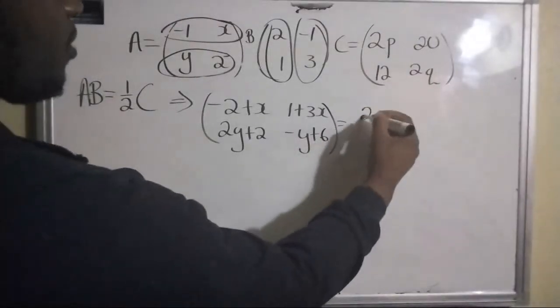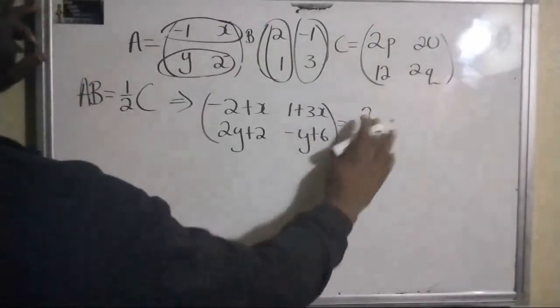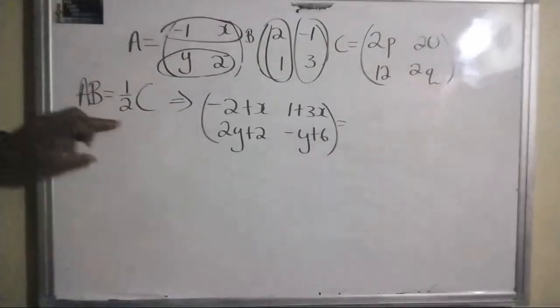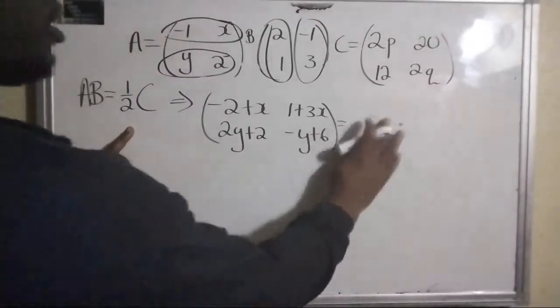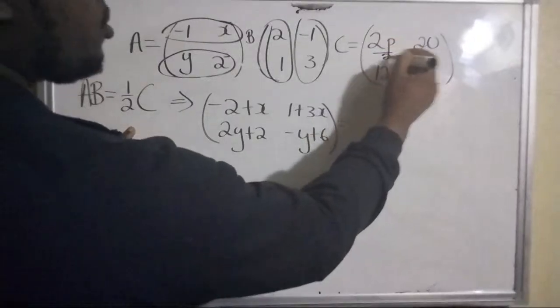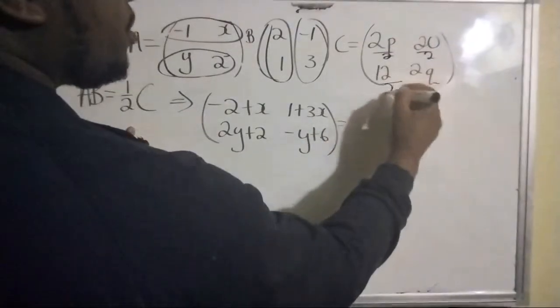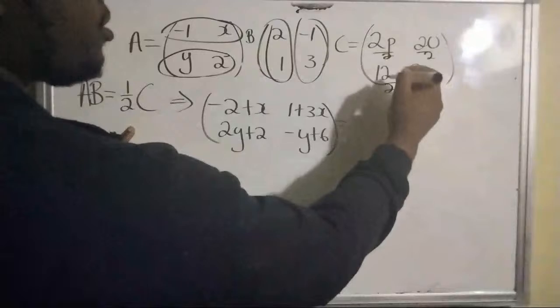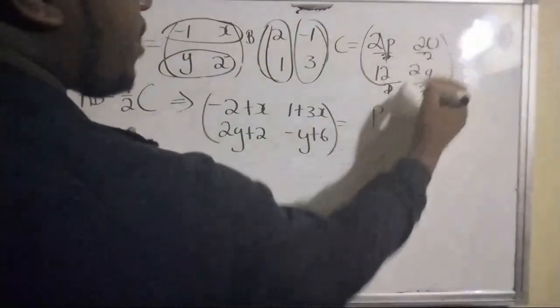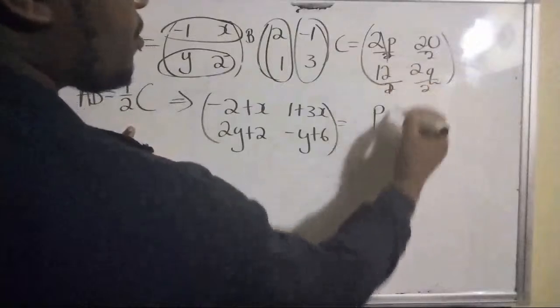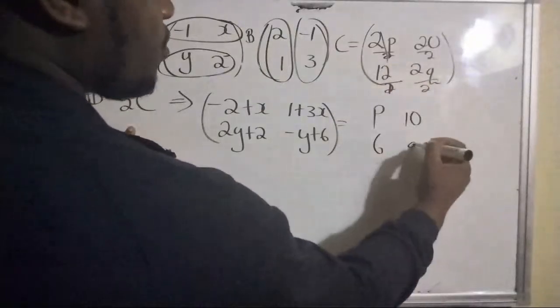Guys, if you don't have any question. Oh, we are supposed to find a half of C. So a half is this, multiplying by a half is the same thing as dividing by 2. So we're going to divide each one of them by 2. We just do it here, so it's a space saver. Alright, so this is going to give us p. 20 divided by 2, that is 10. That gives us 6 and that gives us q.